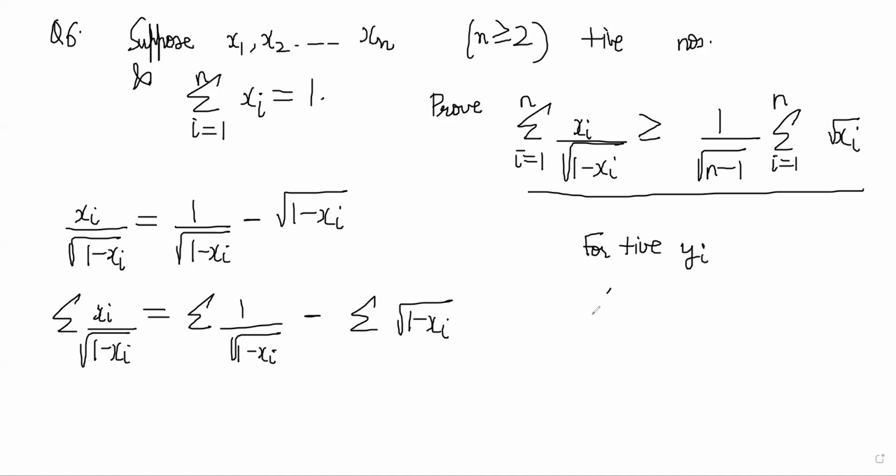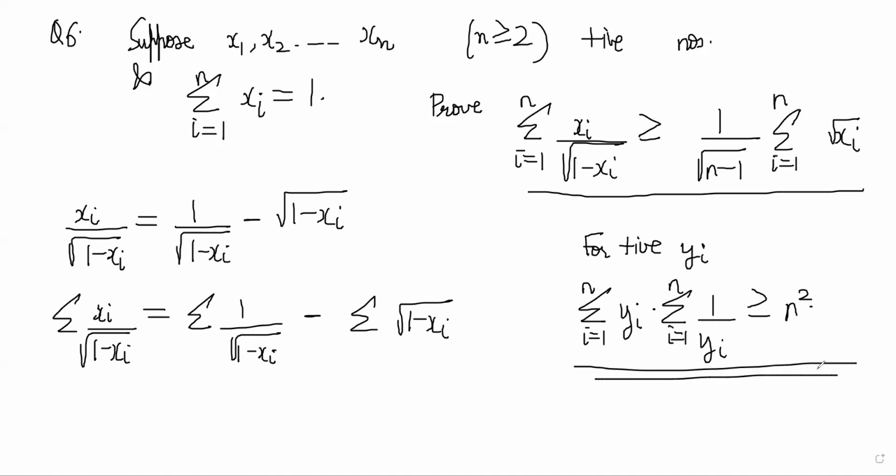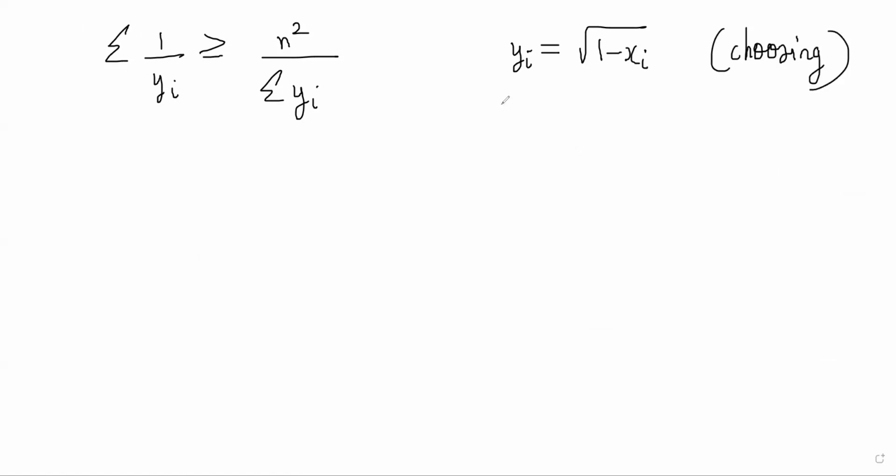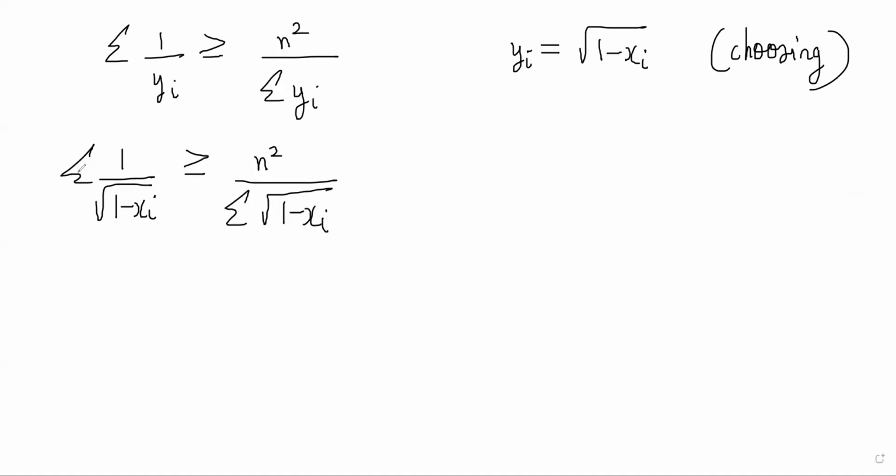So for positive yi, we know from the corollaries of our AM-GM that we have established in the beginning of the video, summation of yi into summation of 1 by yi is greater than or equal to n square. We had seen that earlier. So from there, we can say that summation of 1 by yi is greater than or equal to n square by summation of yi, right? So therefore, now we'll choose yi is equal to 1 minus root xi. We are choosing yi here. And from here, we can say that summation of 1 by root over 1 minus xi is greater than or equal to n square by summation of root over 1 minus xi, right?